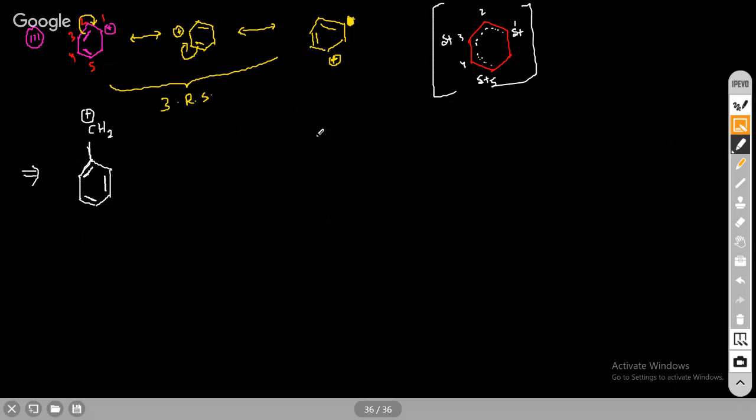Okay, see. The first structure will draw here. So for that, this pi electron goes here. Here we have the positive charge. So the first structure will be this: double bond CH2, positive charge on this carbon atom, and this double bond will be as it is. Okay.